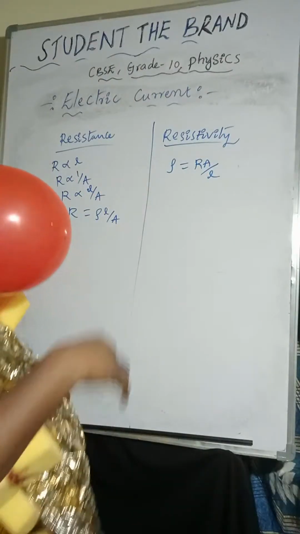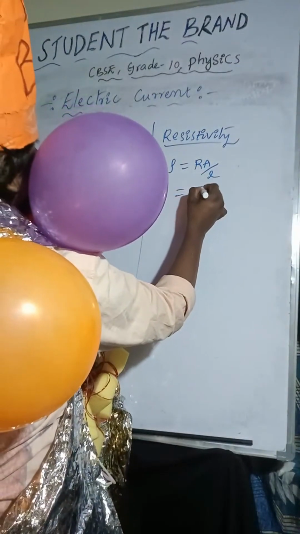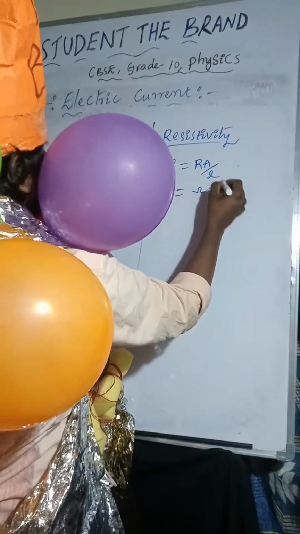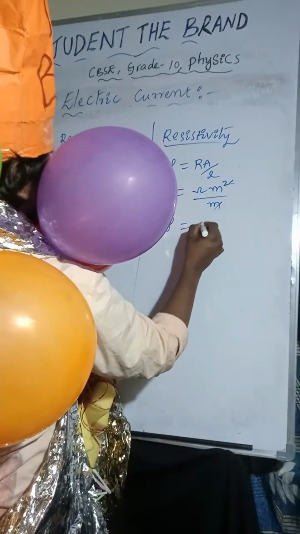Okay. So now we can observe here, resistivity. SI unit of resistance is ohm. SI unit of area is meter square. SI unit of length is meter. So rho equal to ohm meter.